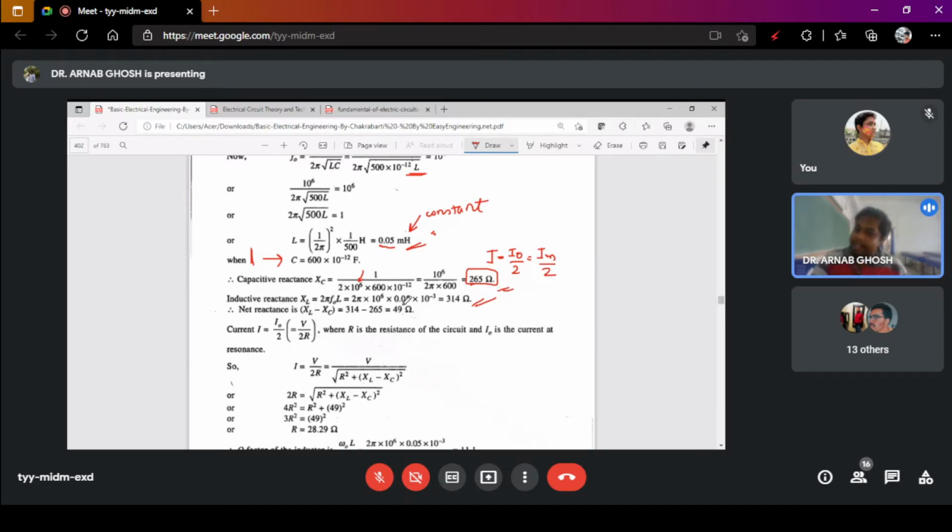And at the same frequency, we calculate the inductive reactance value. This is coming out to be 314 ohm. So what is your net reactance? Net reactance, XL minus XC, is equal to 49 ohm. The net reactance is 49 ohms.